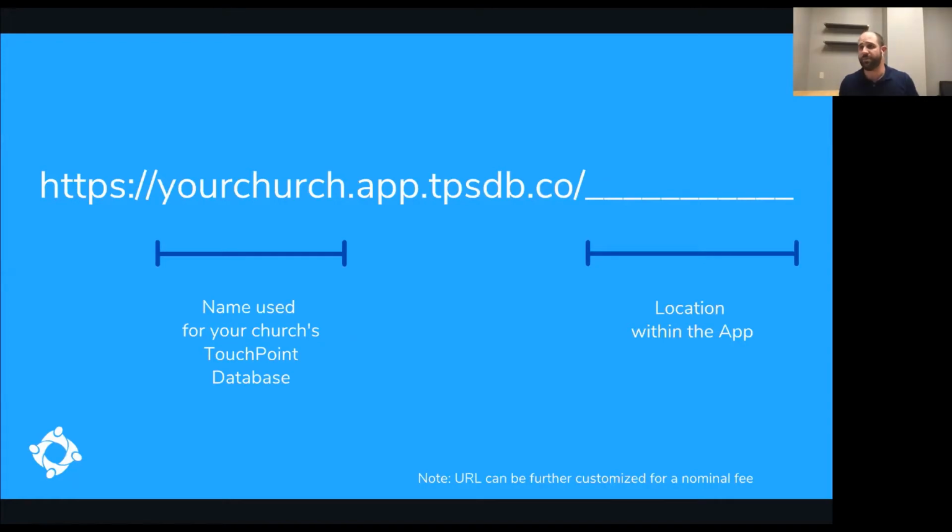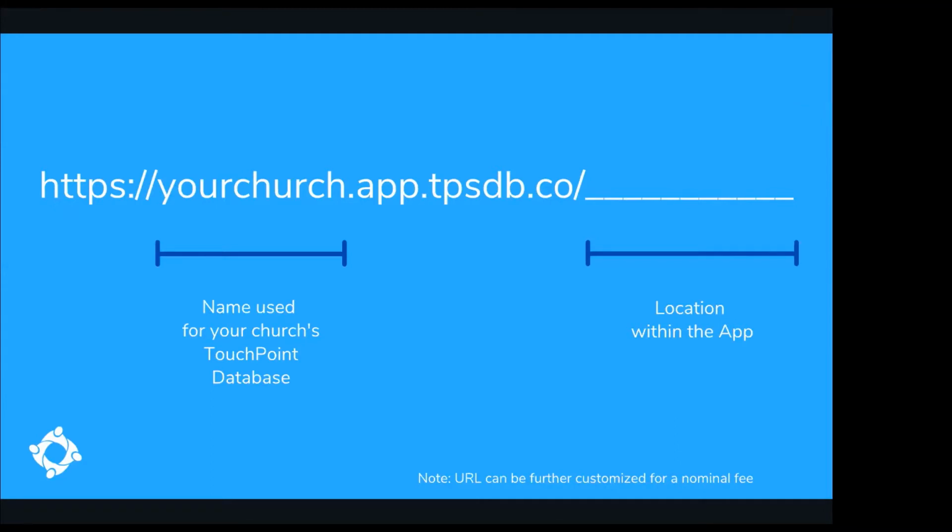Okay, so what does a deep link look like? How is it structured? This is the basic structure of a deep link. Your church, which of course is your Touchpoint database. So if this is First Baptist Church, it would be firstbaptistchurch.app.tpsdb.co. And that last portion on the right-hand side is the location within the app. I'm going to be covering that on the next slide. The URL can be customized. If you want it to be modified, like a vanity URL, that is something we can help with. There is a small fee associated with that. But if you email our support team and let them know what the new link should be and where it should direct, then we can help get that set up for you.